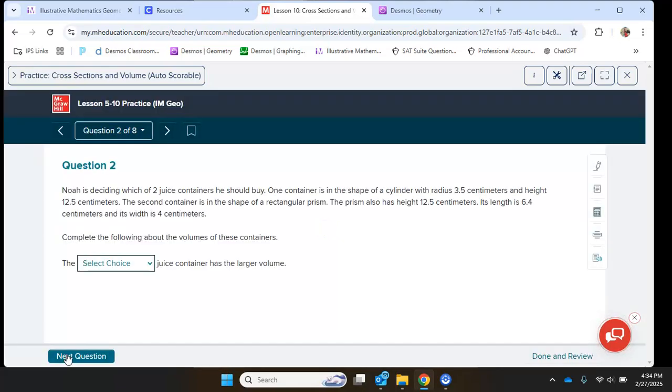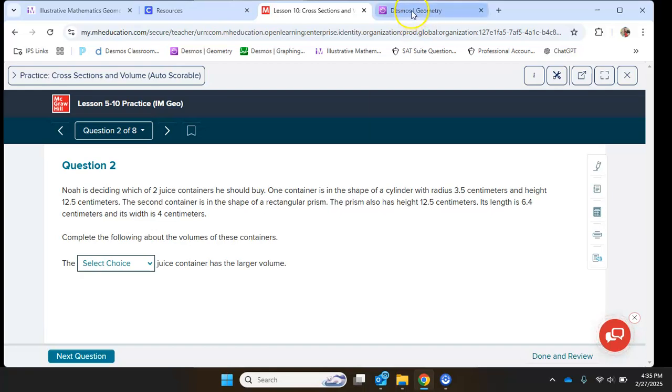Question 2. Noah is deciding which of two juice containers he should buy. One container is in the shape of a cylinder with radius 3.5 centimeters and height 12.5 centimeters. The second container is in the shape of a rectangular prism. The prism also has a height of 12.5 centimeters. Its length is 6.4 centimeters and its width is 4 centimeters. Complete the following about the volumes of these containers.